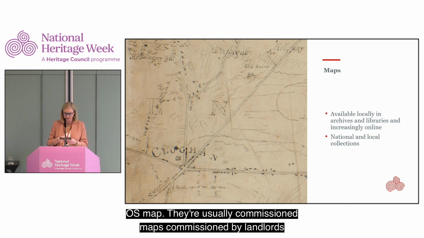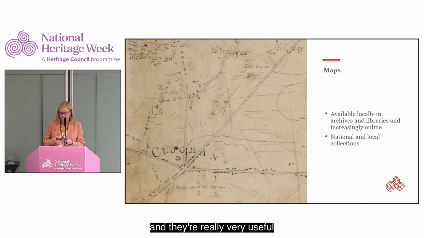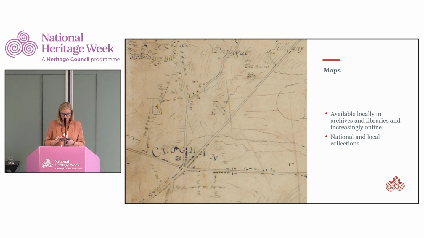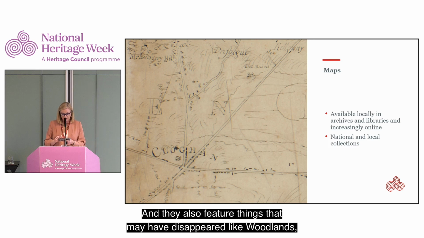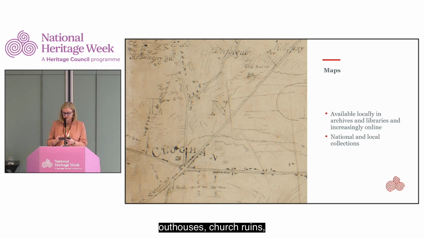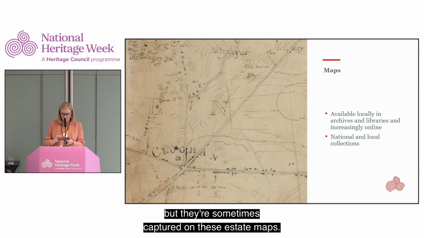They're usually commissioned maps, commissioned by landlords, and they're really very useful if you're researching place. They also feature things that may have disappeared, like woodlands, outhouses, church ruins, little houses, or a development of houses. They disappear over time, but they're sometimes captured on these estate maps.